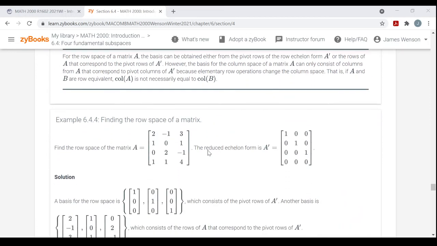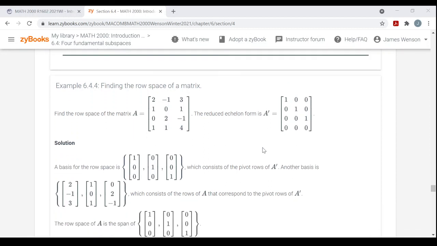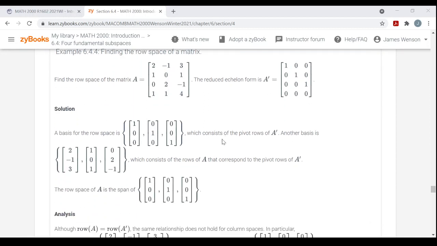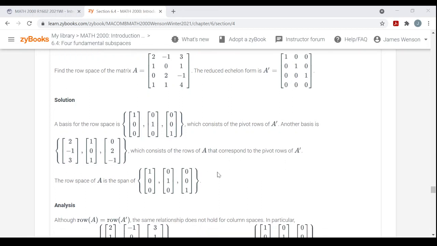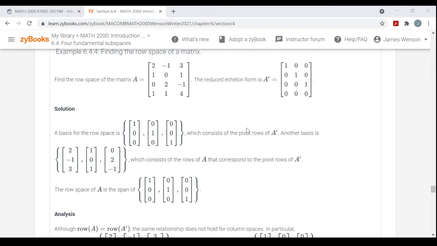And that's what they're going through here. So you see, here's matrix A. They just put it in reduced echelon form, and you see 1 0 0, 0 1 0, 0 0 1, those rows with pivots in them. Those three vectors do form a basis for the row space. And you can do that. It's simple. You don't have to look at the transpose if you don't want to. Again, another basis is these here, which consists of the rows that correspond to the pivot rows of A, but you can use those pivot rows as a basis as well. That's all this last part is on.